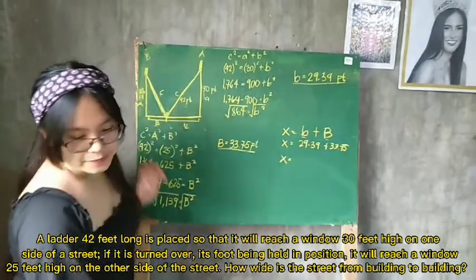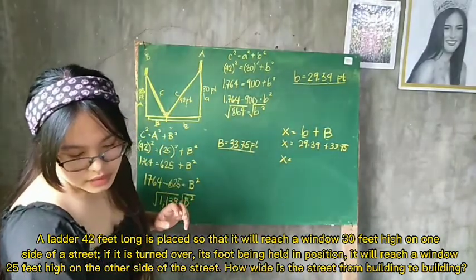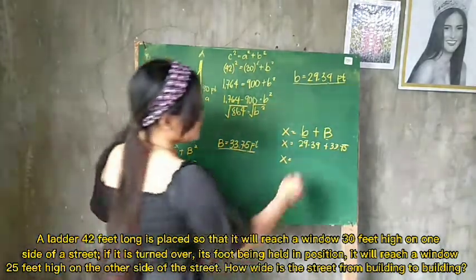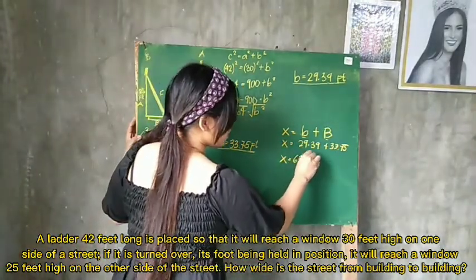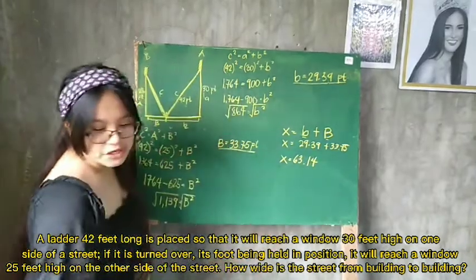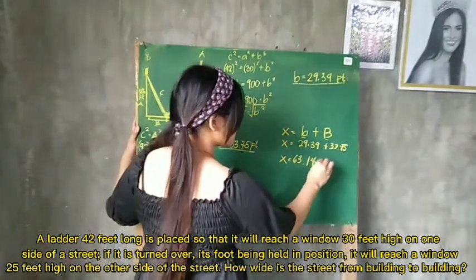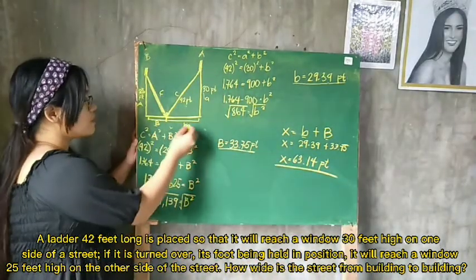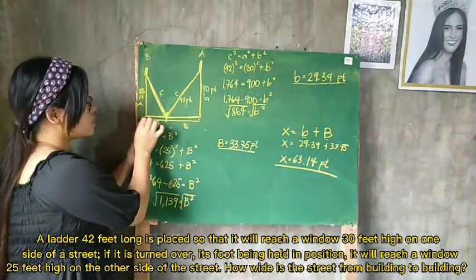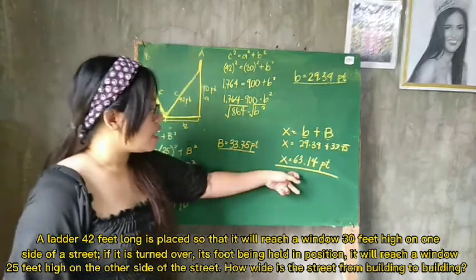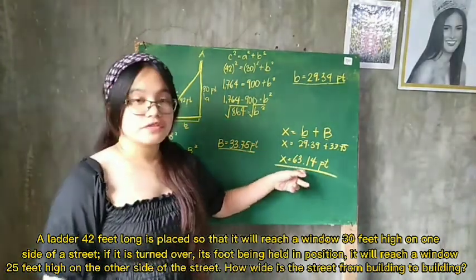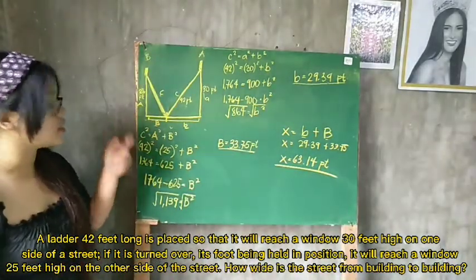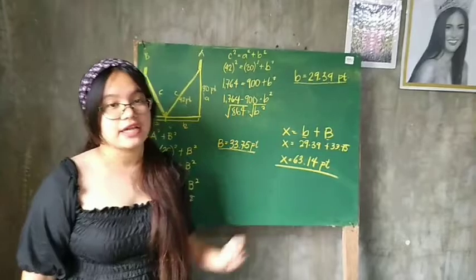So if we add them, the answer is 63.14 feet. So this is the distance from building A to B, or this is how wide the street is from building A to building B, 63.14 feet. So this will be our final answer.